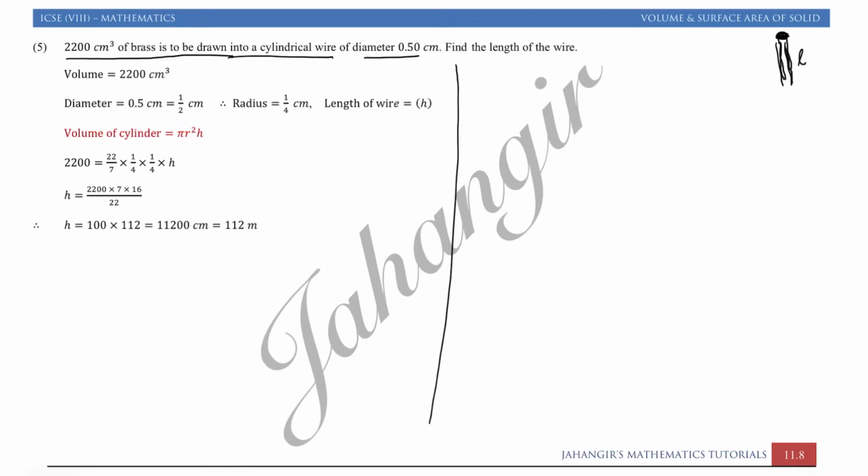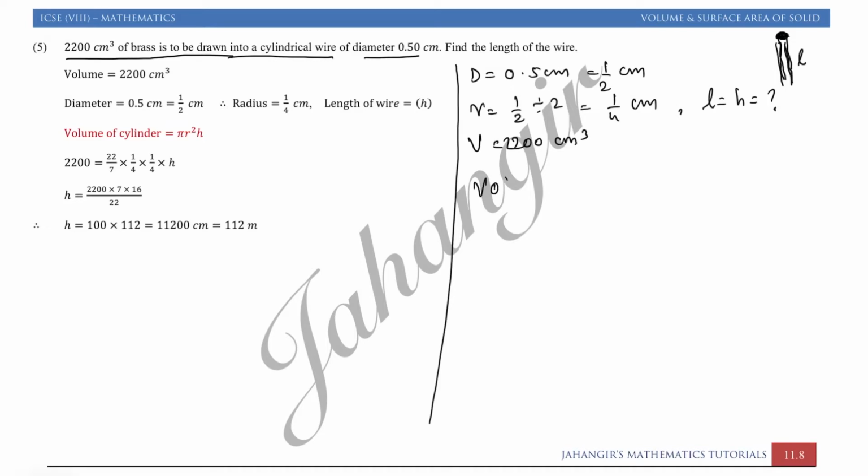Okay, a wire is very long, with only a cylindrical part, so a wire is always considered as a cylinder with a circular base. The diameter is 0.5 centimeter, so we can say it's 1 by 2 centimeter. For the radius we will divide 1 by 2 by 2, that is 1 by 4 centimeter. Its length you have to find, that is the height of the cylinder. Length of the wire is equal to height of the cylinder, and volume is 2200 centimeter cube. So we can use the volume formula and find the length.